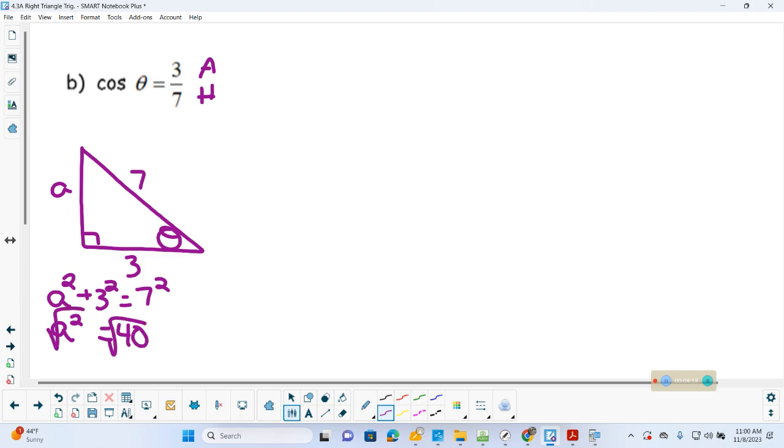And I can simplify the square root of 40. Of course, our perfect square 4 goes into there 10 times. So I'm just going to label on the side up here, square root of 4, 2, and we get that root 10. Okay, all right, let's list the remaining 5.